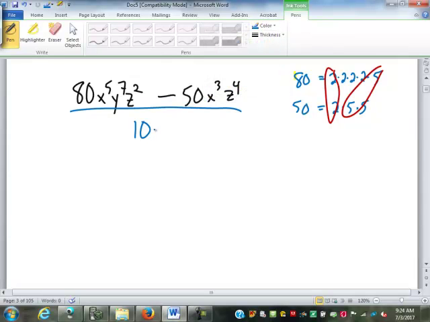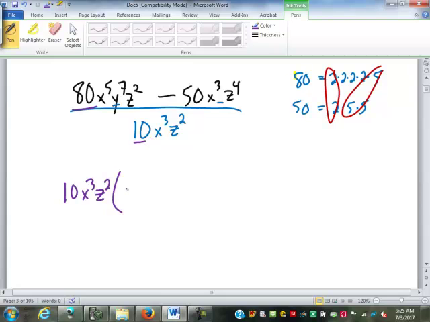Variables. X to the third. Y to the second. Y is not part of the greatest common factor. No. We have y to the 7th here, but there is no y over here, so it's y to the 0, or just not there. And z to the 2nd. Good. So 10 x to the 3rd z squared.